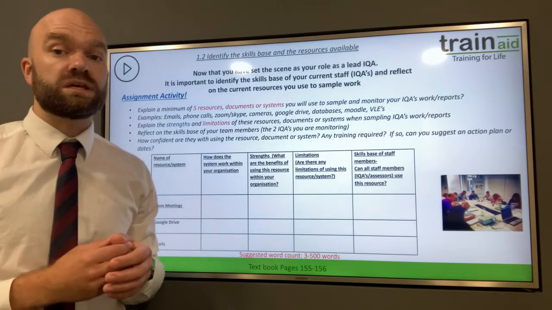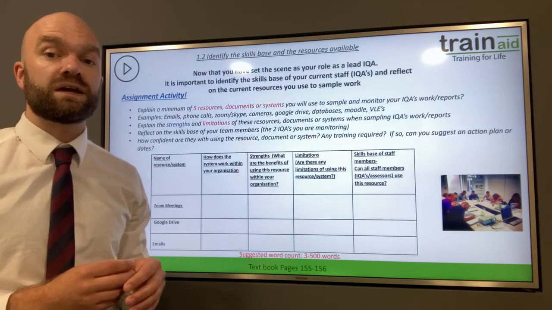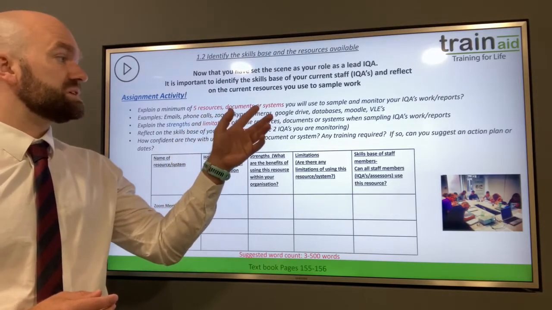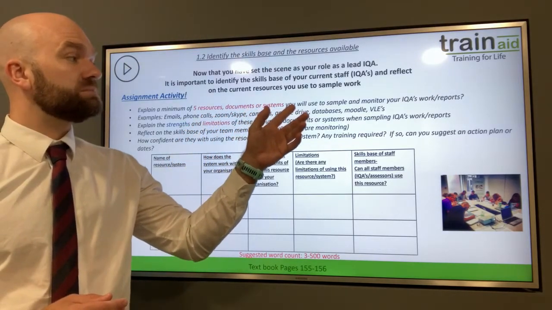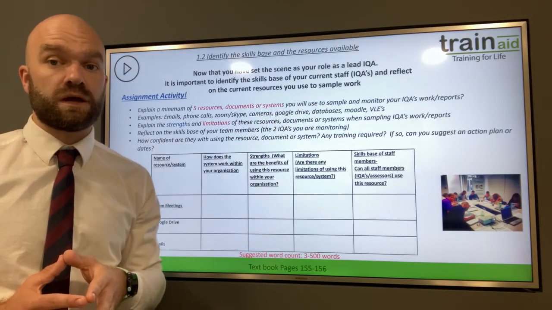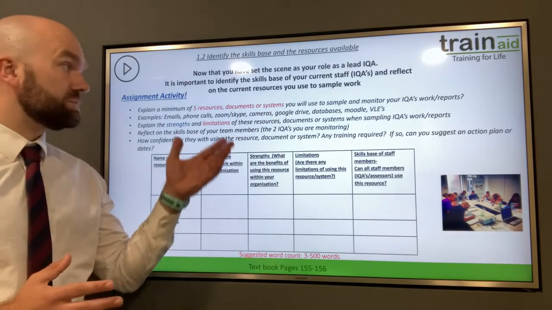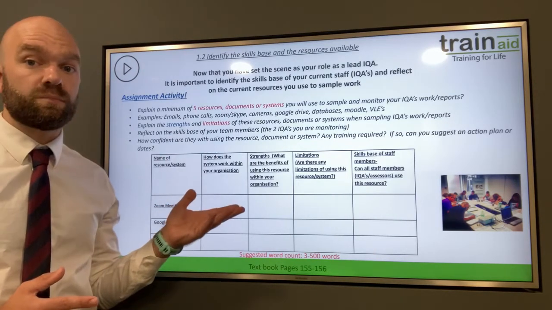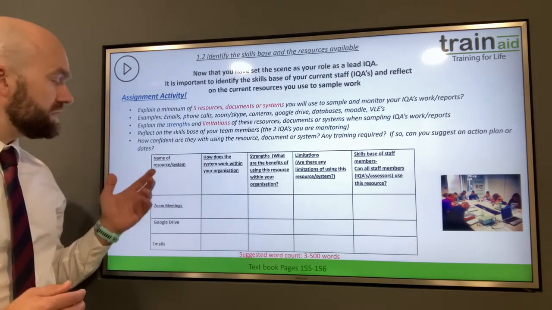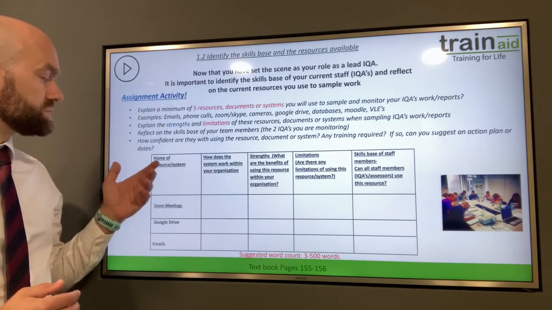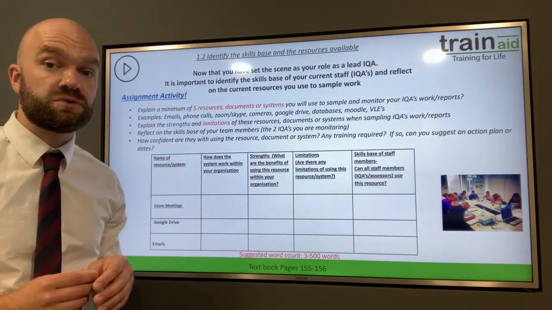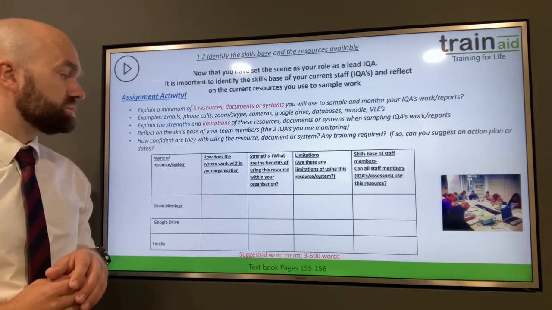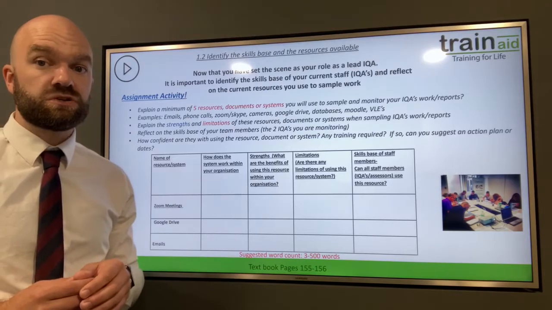Now, to meet this criteria, you can reflect on any 5 resources, documents or systems that you will use to sample and monitor your IQAs, okay? You can complete this question by completing a table like the one behind me here, and we would like for you to name the resource or the system that you are going to be using, okay, within your lead IQA role. How does the system work within your organization, okay?